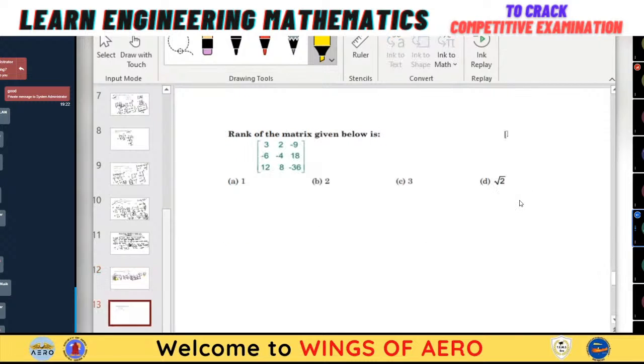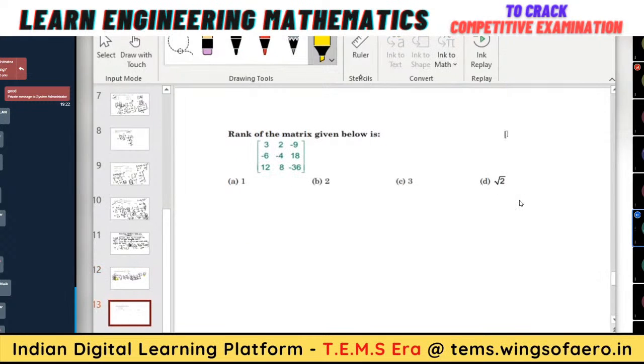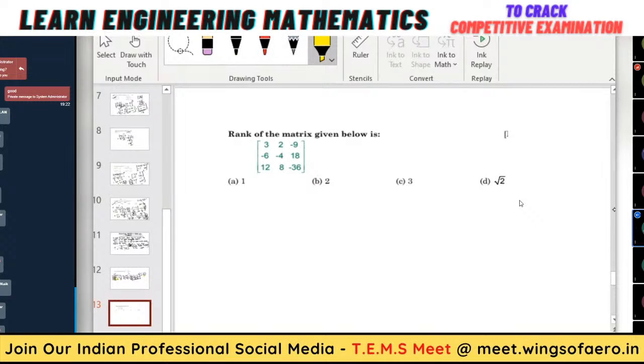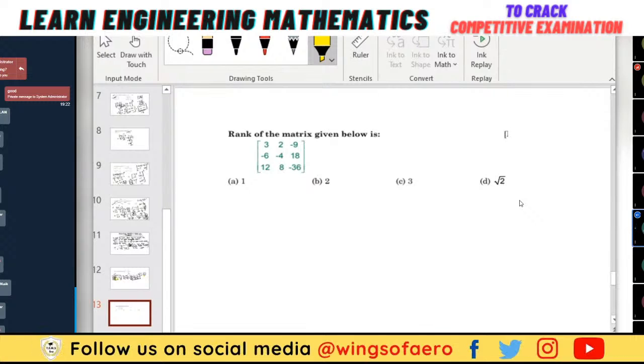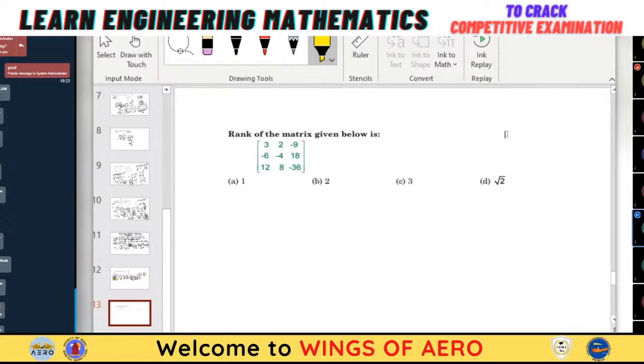Okay, second, find the rank of this one. This is one of the most important questions in GATE, that is finding the rank. Many times in GATE, rank finding questions appear every year, the rank of a matrix. Okay, A, that is 1. Next.